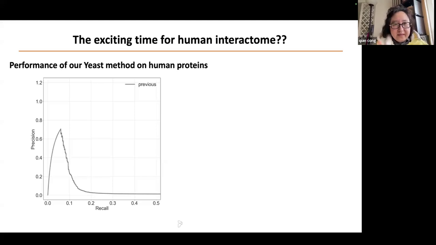So that was the pathogen work. After that, we were most excited about the human interactome. However, we had a huge challenge making all these methods work in human. For example, I'm showing this precision versus recall curve for this new RosettaFold method we developed for the pathogen. But when you apply it to human, its performance again becomes not too good.